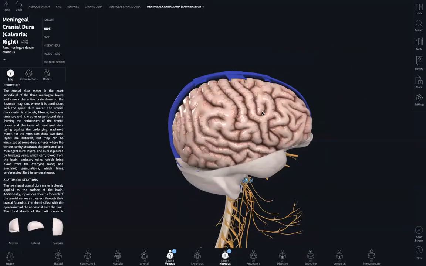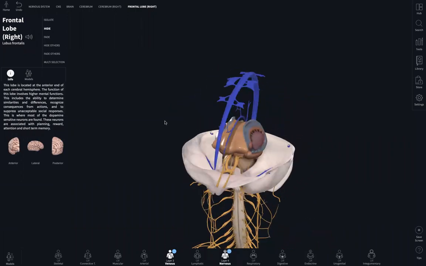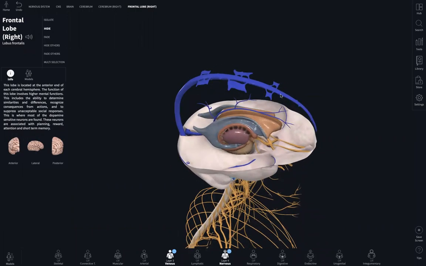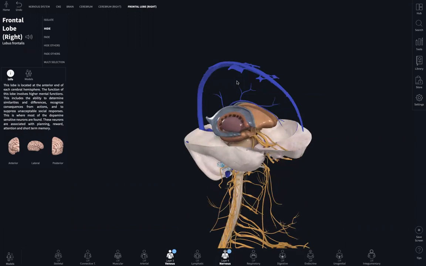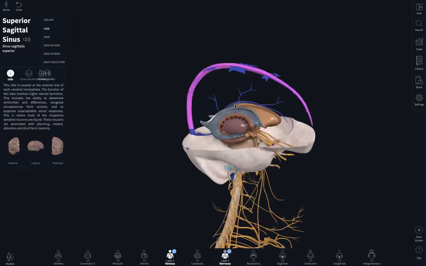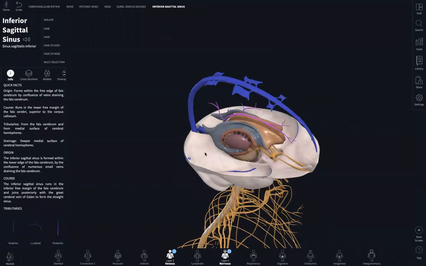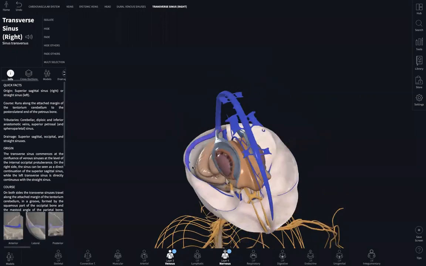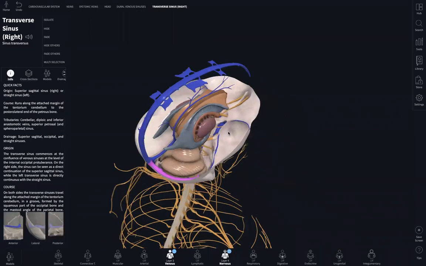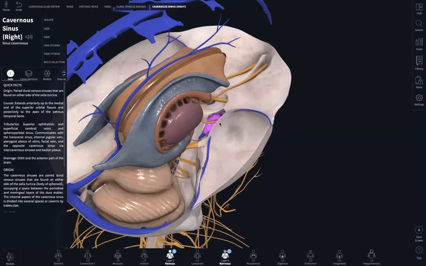If we get rid of the dura and the brain, we can see where the dural venous sinuses sit. These sit in between the folds of the falx cerebri, and this one sits on top. So you have your superior sagittal sinus and your inferior sagittal sinus. And then if we remove the tentorium cerebelli, you can see the transverse sinus working its way around there. And towards the front here, they feed into the cavernous sinus.